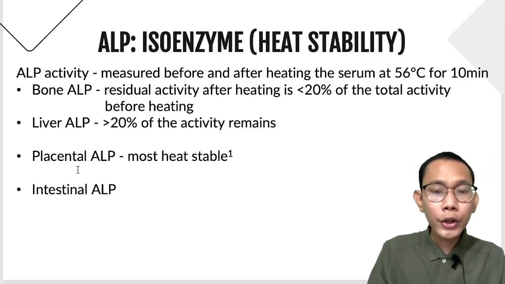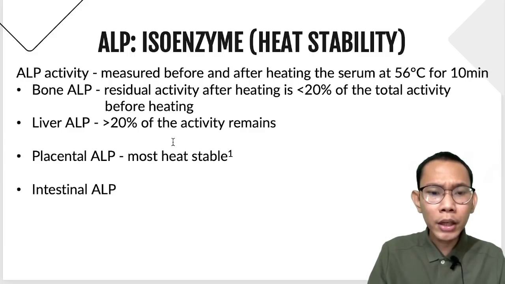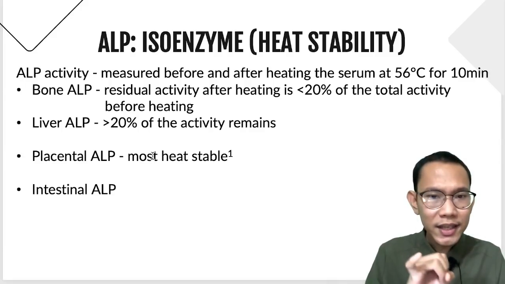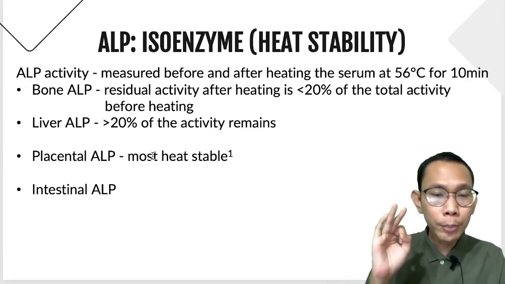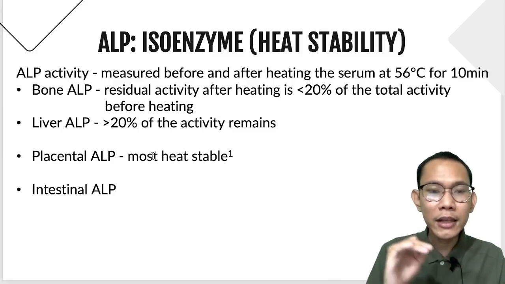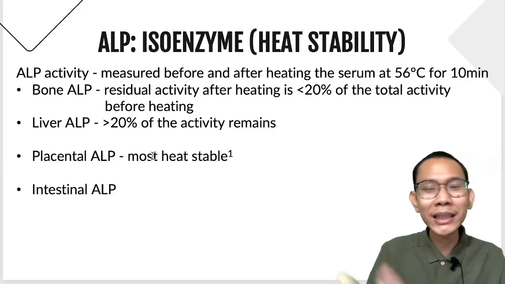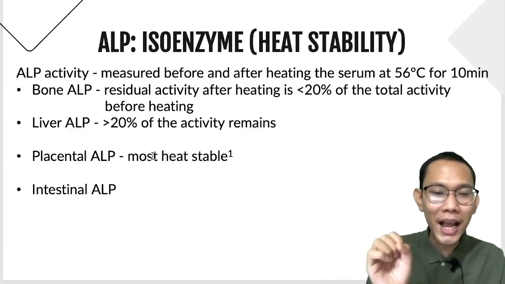Among the four, your placental ALP will be the most heat stable. Placental ALP will be the most heat stable of the four major fractions, followed by your intestine, liver, and your bone fraction in decreasing heat stability. So iba na dati, ang naalala natin is yung BPI.